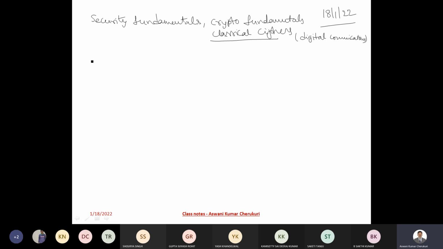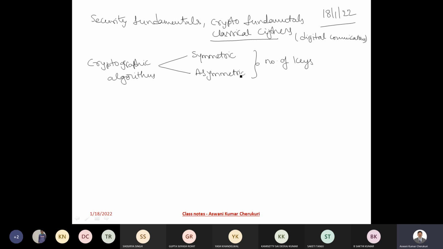Before we proceed to the standard cryptographic techniques, take any cryptographic algorithm; we have seen that it can be classified based on the number of keys it is using. If it is using a single key for encryption and decryption, the same key, it is called a symmetric encryption technique. If it is using two different keys, it is called asymmetric encryption. So this classification is based on the number of keys used.